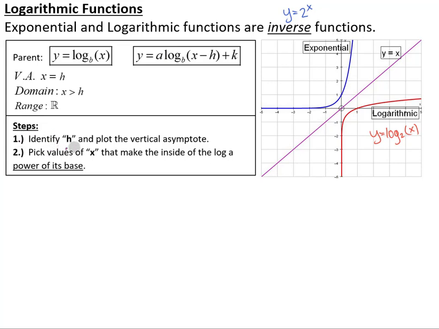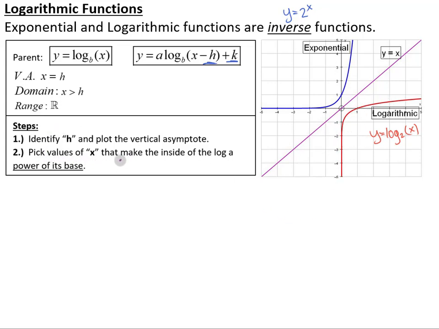Step 1, we're going to identify h and plot our vertical asymptote. That will definitely help us. H and k on these graphs, by the way, like that coordinate point, is not actually a point on the graph, but it will be close to this curve. It's like h and k here would have been 0, 0. It's not technically part of the graph, but it will be close to this turning point.